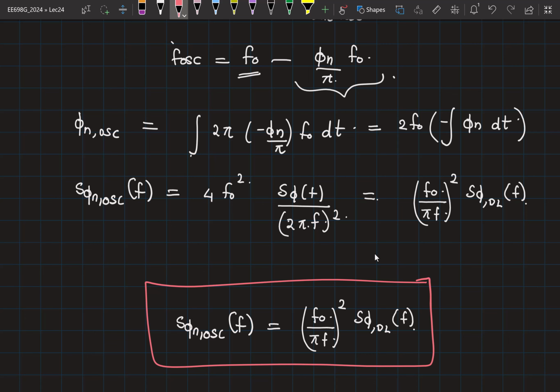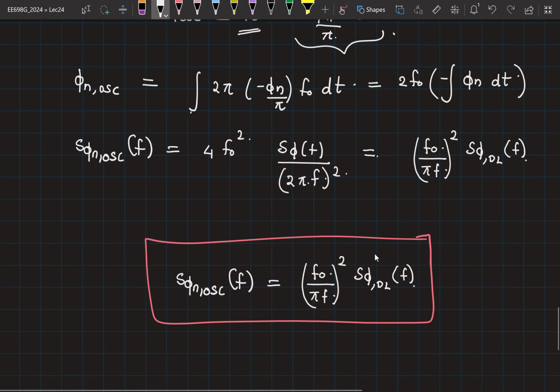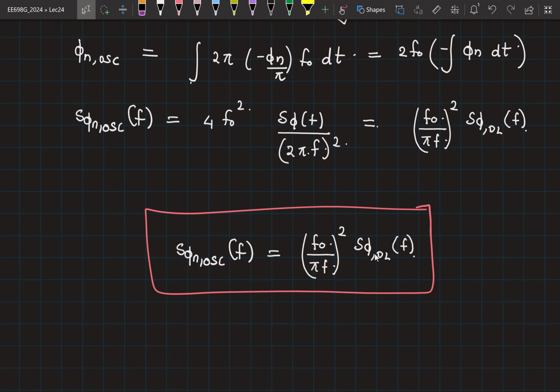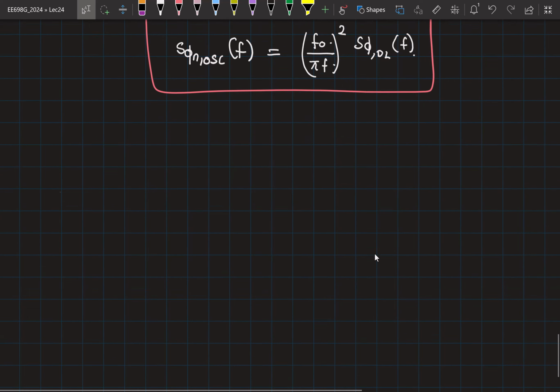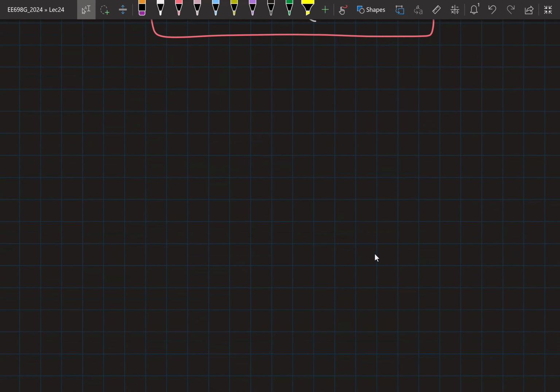So now I will give you the final expression for the phase noise in a ring oscillator. Before I give you that final expression, I just want to give you some intuition as to where it is coming from. We won't be able to derive it in this course. So I take an inverter.